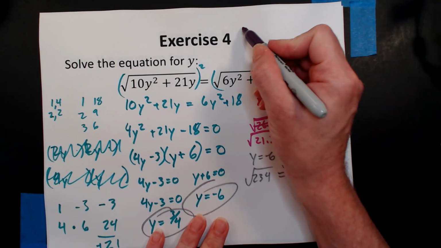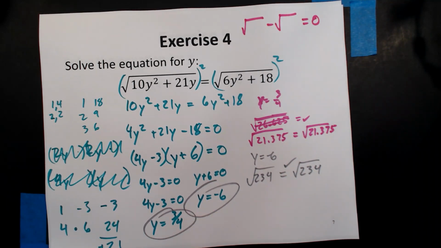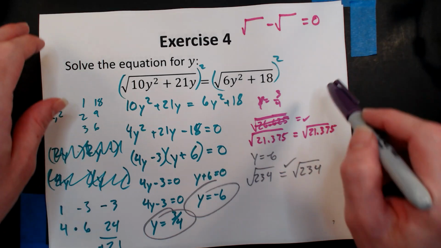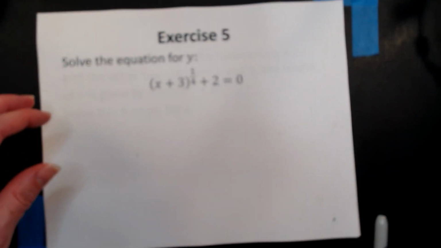Also in homework, you may see this problem rewritten as this minus this equals 0. So both the radicals might be on the same side. You can move to the other side. Move one of them to the other side.